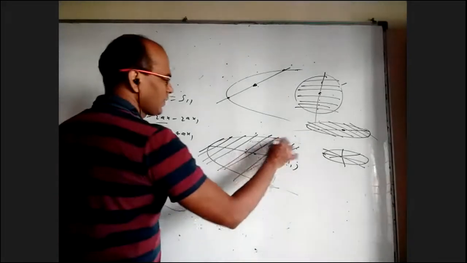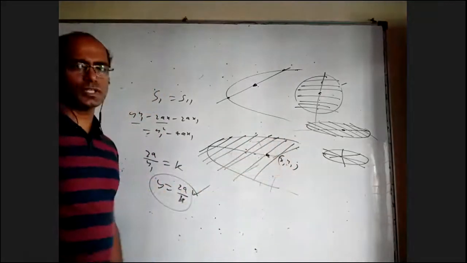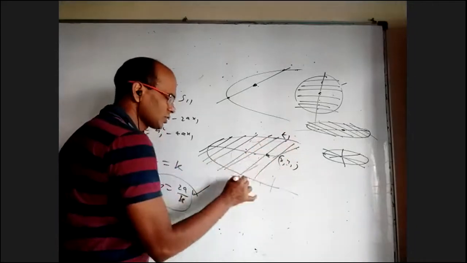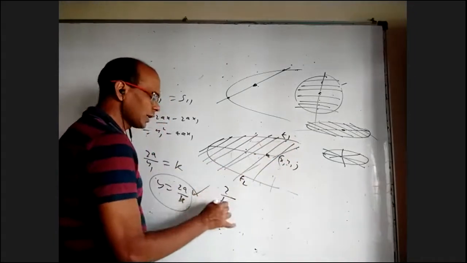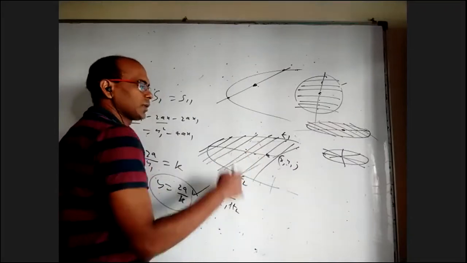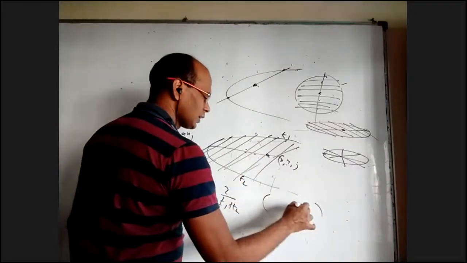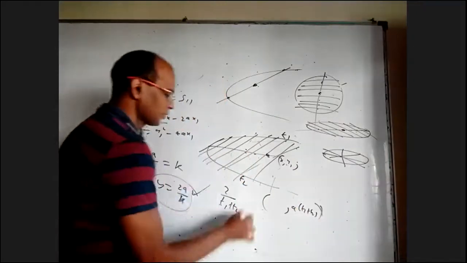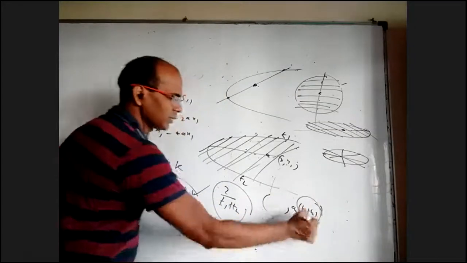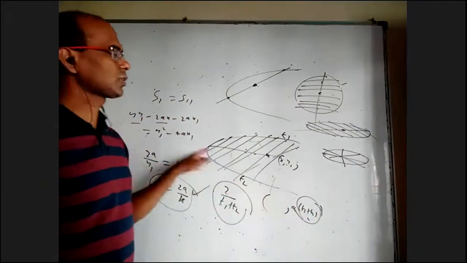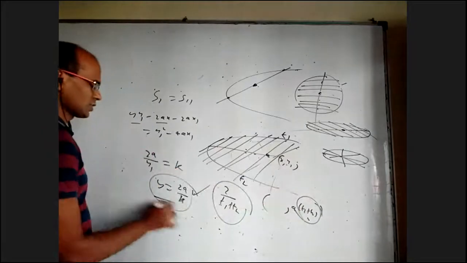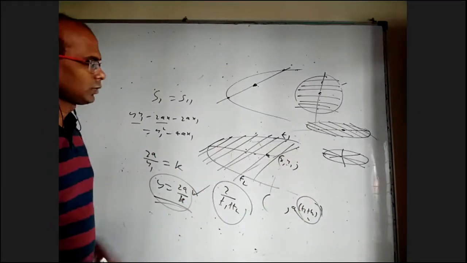Okay. In fact, the slope and the midpoint's y coordinate have a connection. We know that if this is t1, this is t2, what is the slope of this? 2 by (t1 + t2). And what is the midpoint's y coordinate? a into (t1 + t2). If the slope is a constant, this y coordinate will be a constant. And if the y coordinate is constant, it is a horizontal line, which is this, y = 2a by k. Is it okay, Pranay?